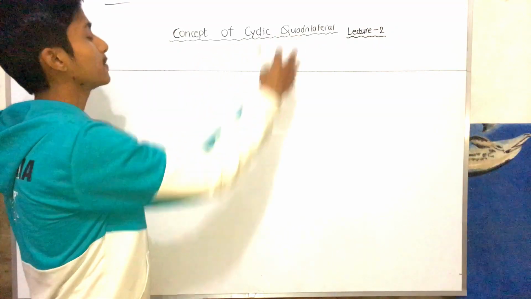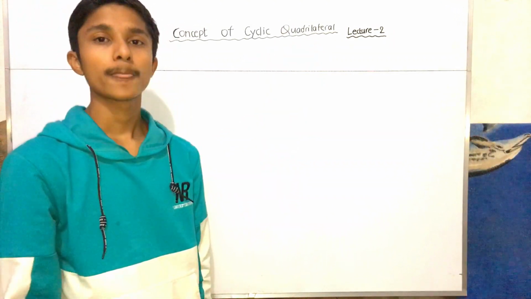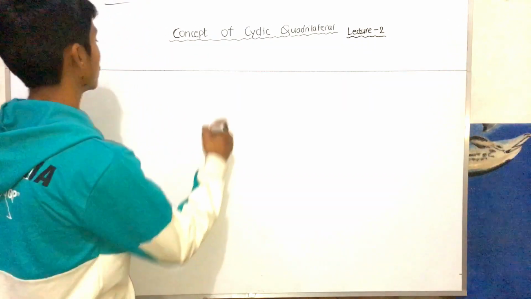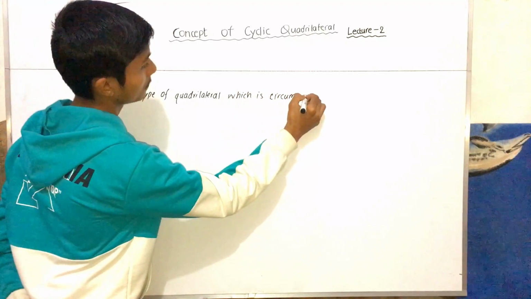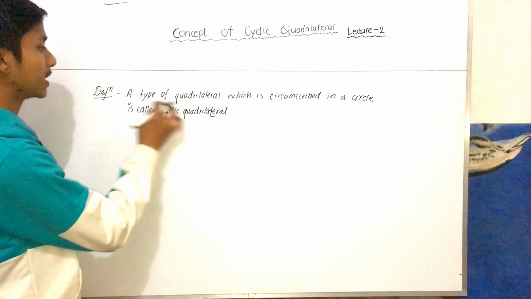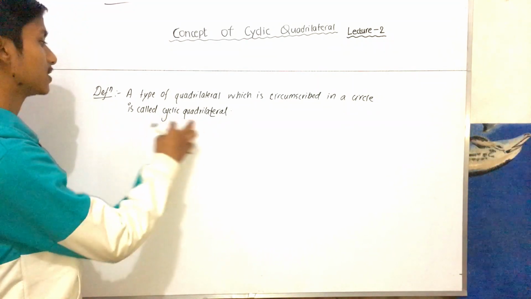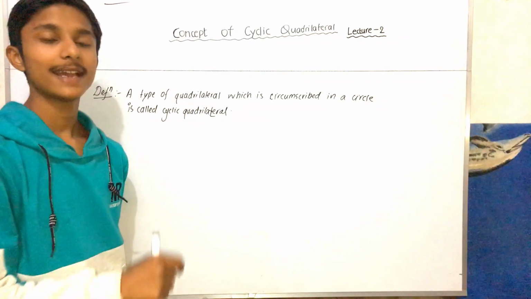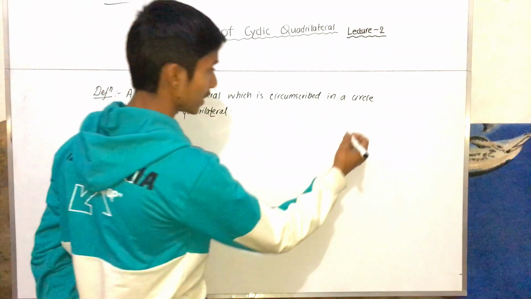Our topic is the concept of cyclic quadrilateral. A cyclic quadrilateral is a type of quadrilateral which is circumscribed in a circle. Let me write the definition here. A type of quadrilateral which is circumscribed in a circle is called a cyclic quadrilateral. It means all four vertices of the quadrilateral lie on the circumference of a circle. Like this.